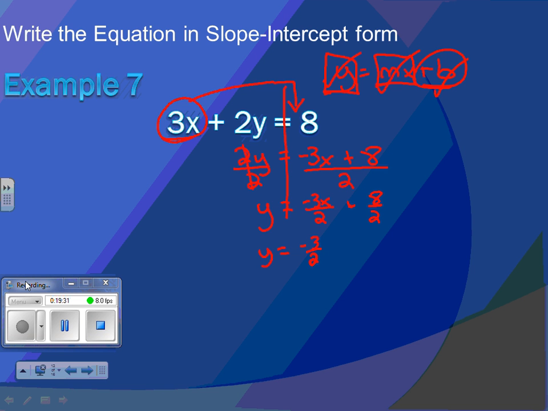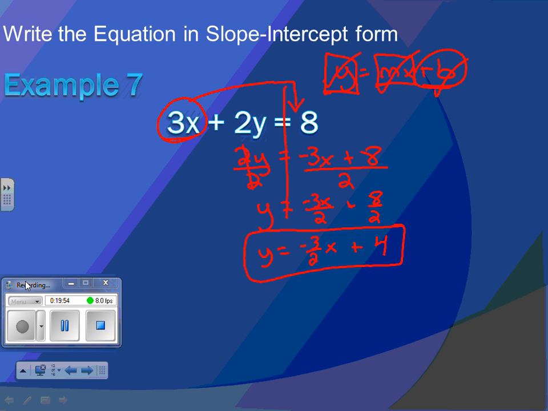Negative 3 over 2 times x. Do y'all realize that that's the same thing? That negative 3x divided by 2 is the same thing as negative 3 halves times x. Okay, the x is technically, if I did x over 1, isn't the x in the top? Okay, and then plus 4. Is it in mx plus b form now?